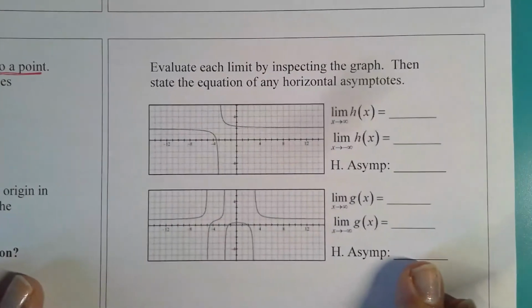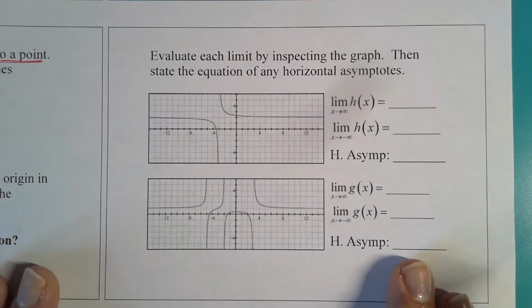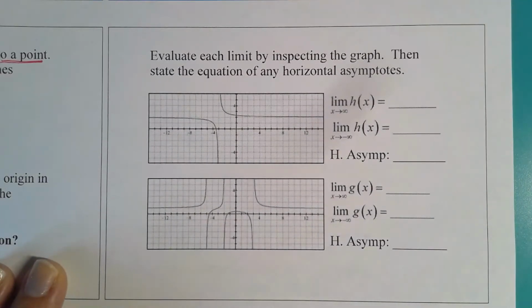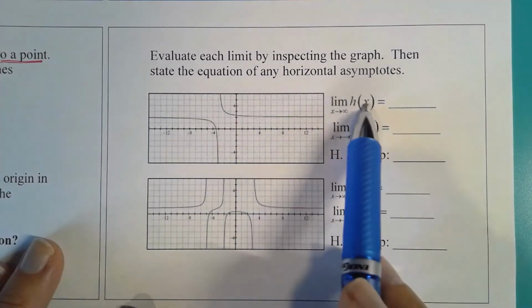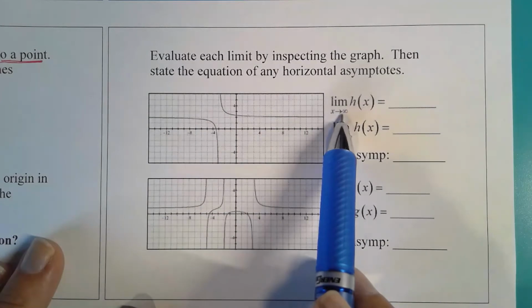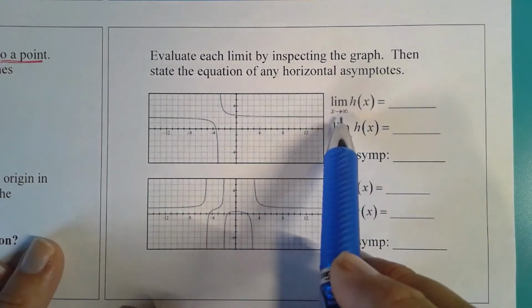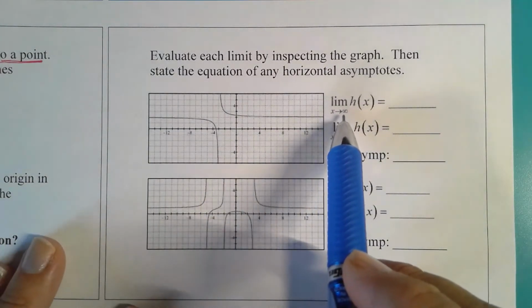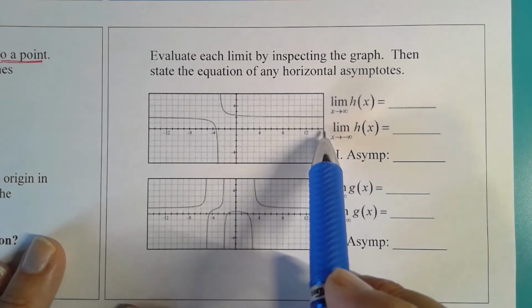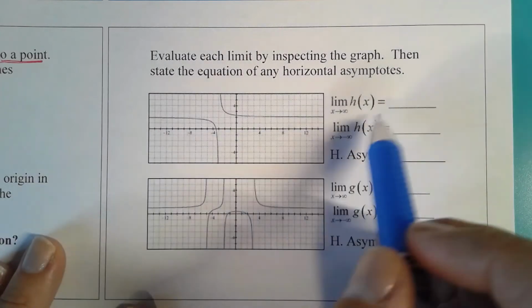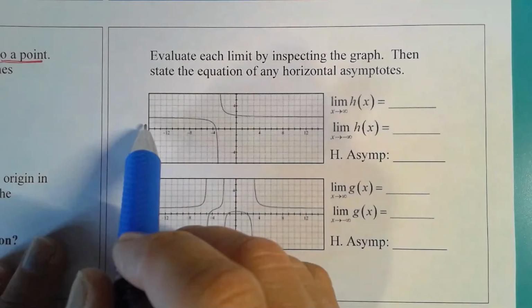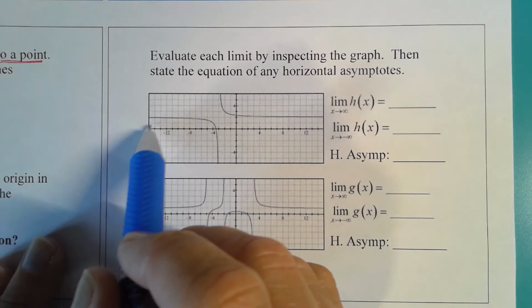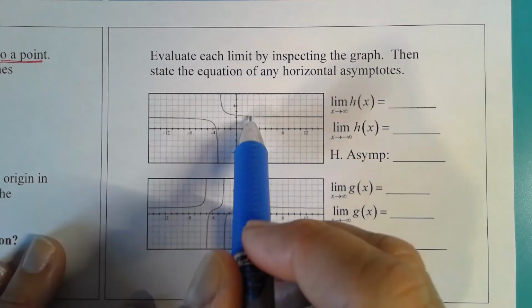It says evaluate each limit by inspecting the graph. We should be good at that by now. Then state the equation of any horizontal asymptotes. Here's our first graph, I'm calling it h of x. What is the limit as x approaches infinity? And infinity is like a million, bajillion, gazillion. I'm making up words. My graph goes out to 15, so we're going to have to make some assumptions. If I'm trying to get out to infinity, don't start all the way over here. Let's start on this side of the graph.